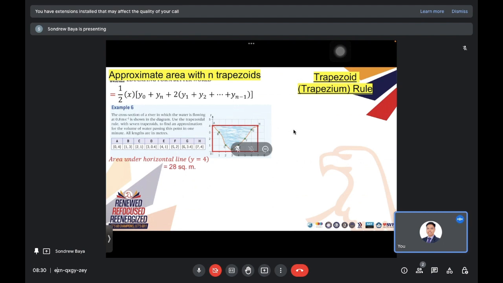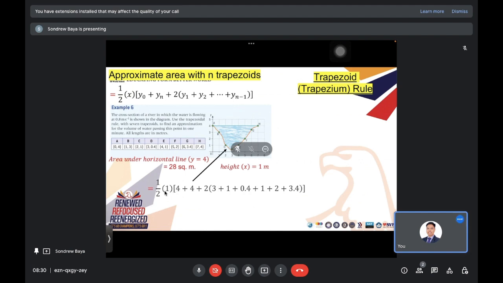Now next, we have to find the area under this curve. But since we don't know the function that defines this curve, that is where the trapezoidal rule comes in. The trapezium rule comes in. Okay? So a while ago, we already identified that the width of each trapezoid is equal to 1 meter. All right? So this area will now be computed using the trapezoid rule.